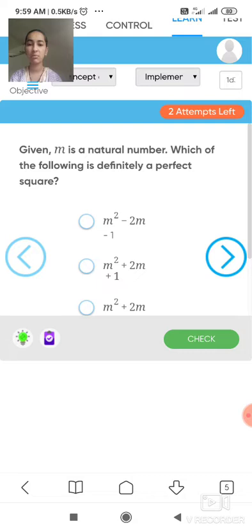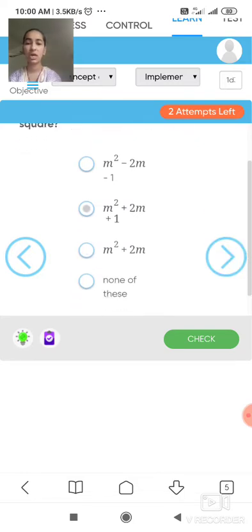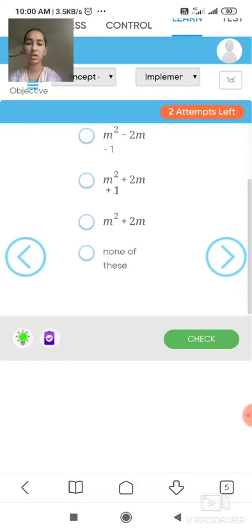Let's take the next example. Given m is a natural number, which of the following is definitely a perfect square? If m is a natural number, then which one is the perfect square? Tell me the answer for this, either first, second or third.